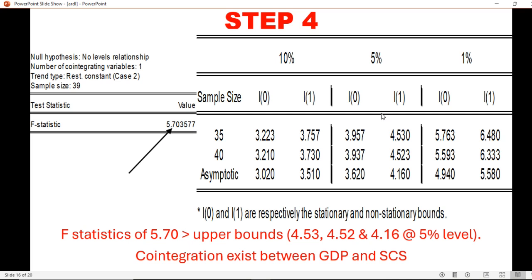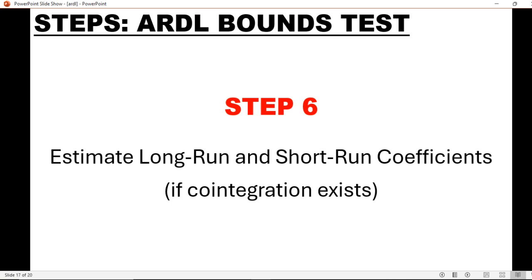at 5% shows that cointegration, or a long-run relationship, exists between GDP and government expenditure on social and community service. Now, what is our next step? Our next step, having known that cointegration exists between the two variables, is to estimate long-run and short-run coefficients.